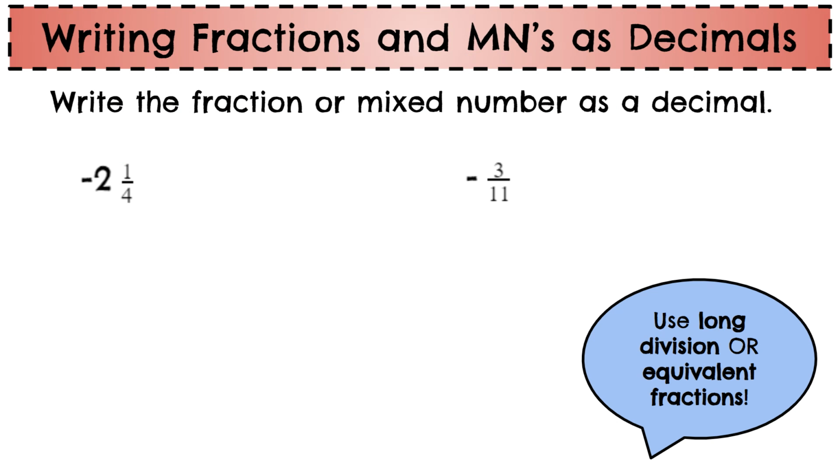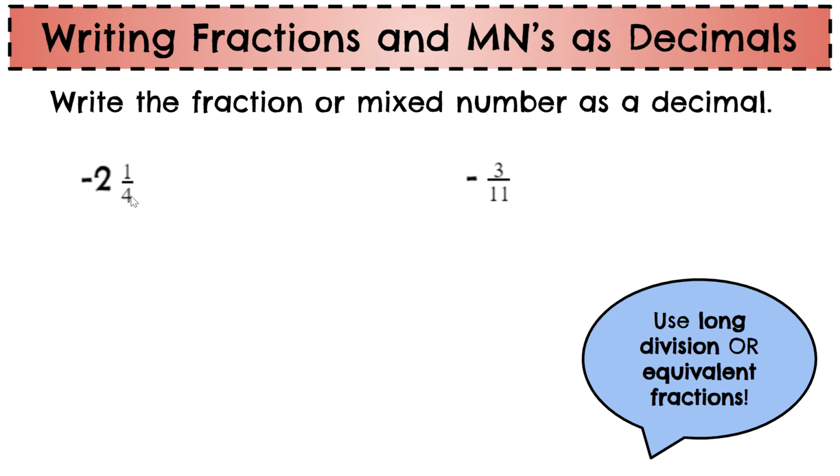To convert a fraction or mixed number to a decimal, you have two options. You can either use long division or find an equivalent fraction. For example, negative 2 1/4. If I wanted to write this as a decimal, I know that my whole number in the decimal would be negative 2, and then all I do is focus on the fraction of 1/4. I can either find a relationship between the bottom number and 10 or 100, since that's the place value that our decimals are in, or I could just do 1 divided by 4.